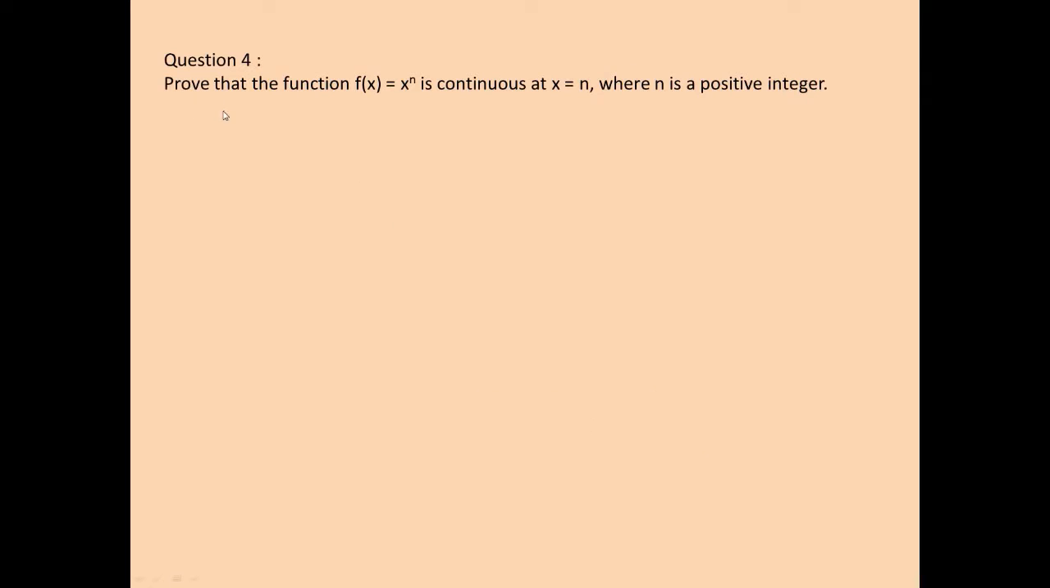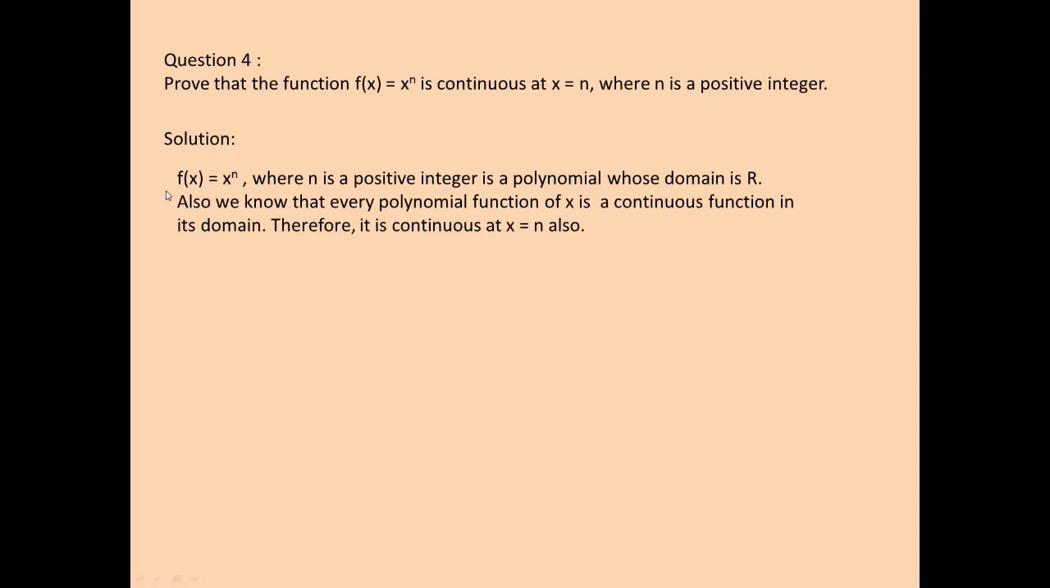I'll go into the question. Prove that the function f of x is equal to x power n is continuous at x equals n, where n is a positive integer. Obviously it is continuous because it is a polynomial. So we'll see the solution now.